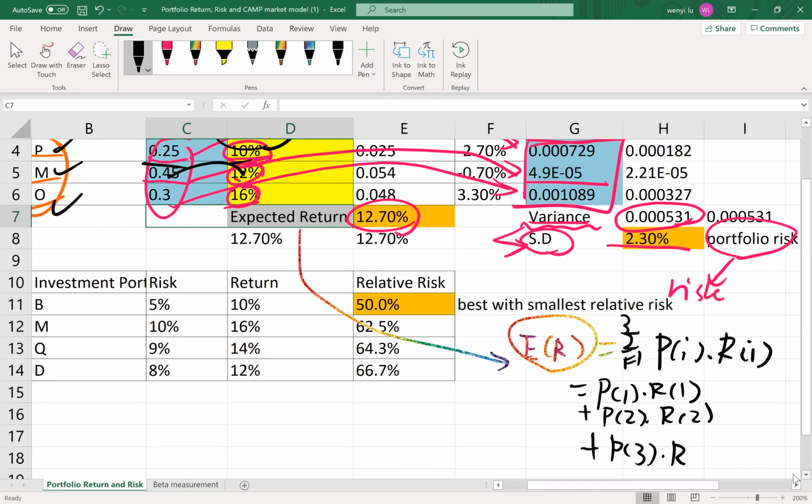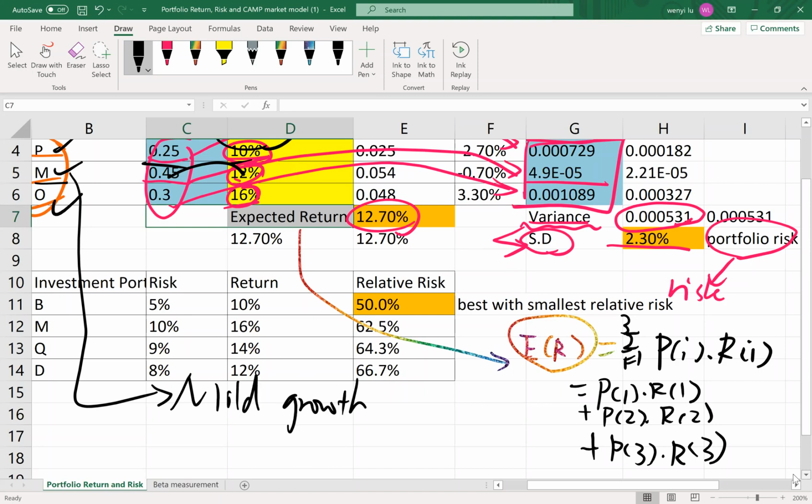Why do we need to put a different probability here? Because every trend has a different chance to happen. For example, there is more chance our economy will be in mild growth, but less chance to go to the pessimistic. So that's why we allocate different probabilities for different scenarios to happen. So that's the formula for expected return.